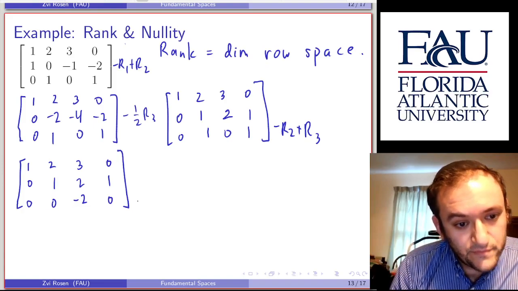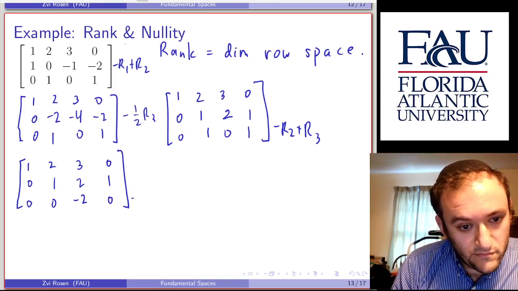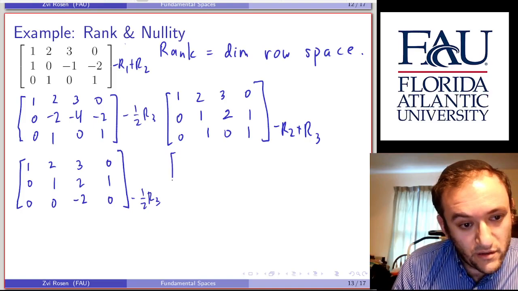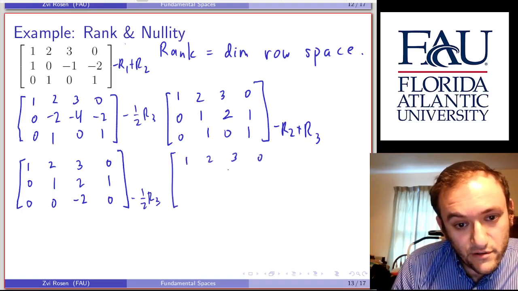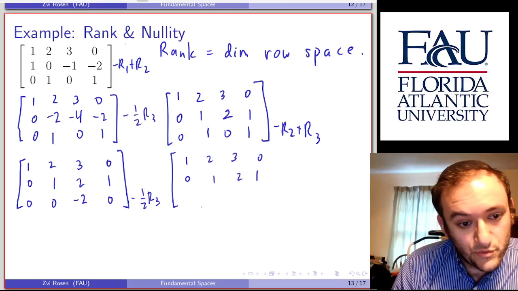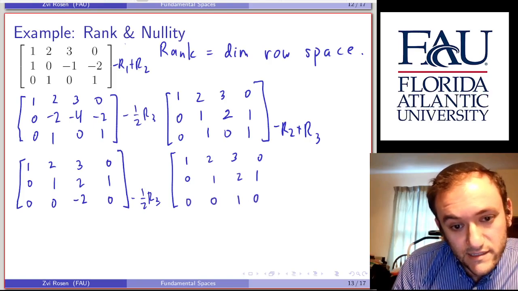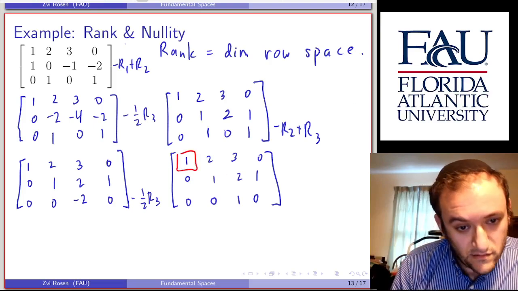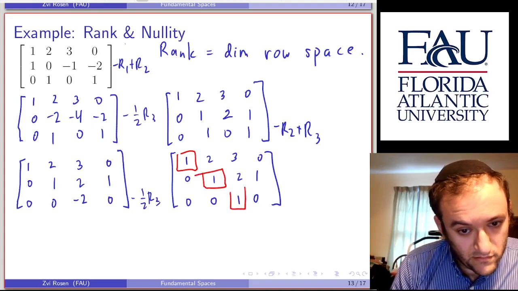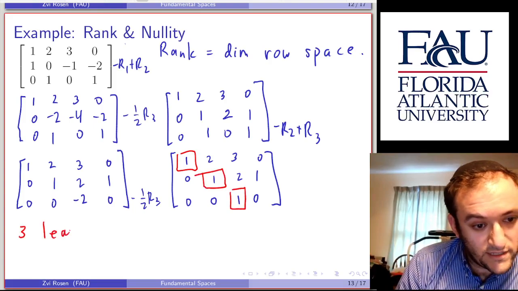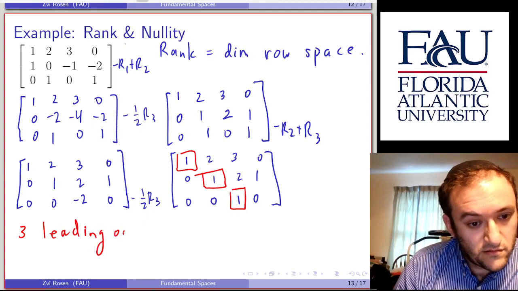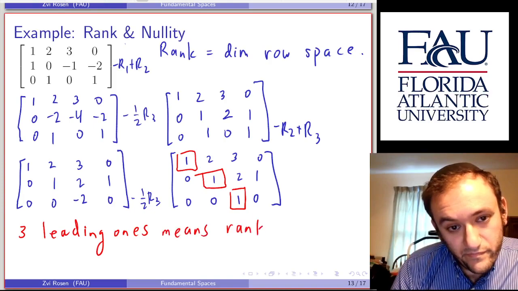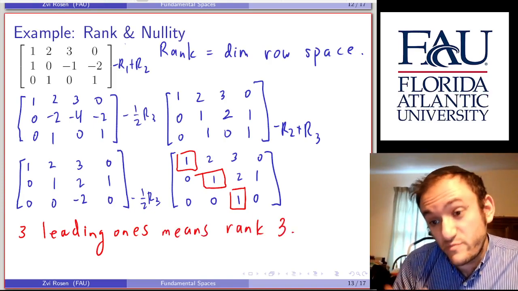Next up, we can multiply row 3 by minus a half to get it in row echelon form. We get 1, 2, 3, 0, 0, 1, 2, 1, 0, 0, 1, 0. So counting the leading ones, 3 leading ones means rank 3. That's the dimension of the row space and the column space.